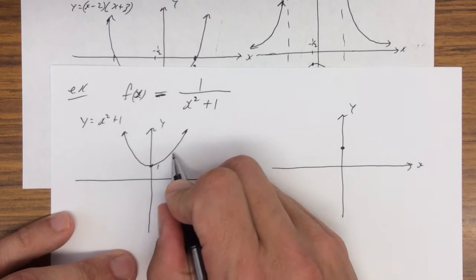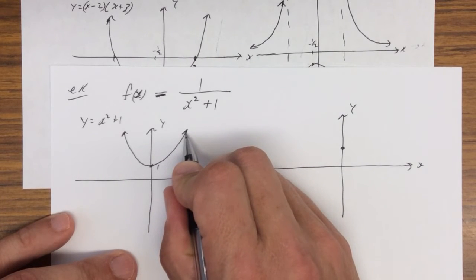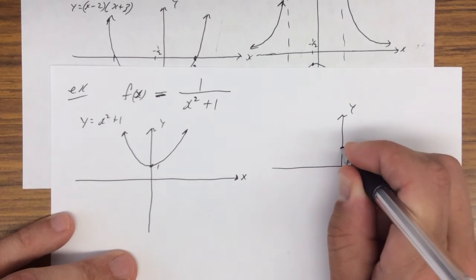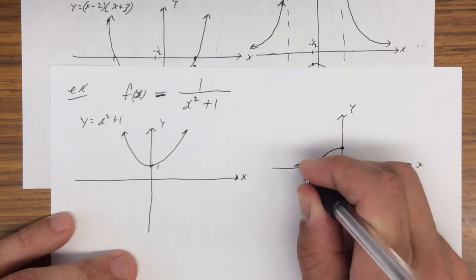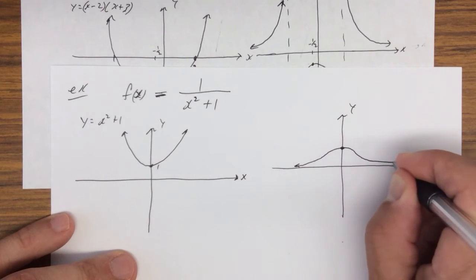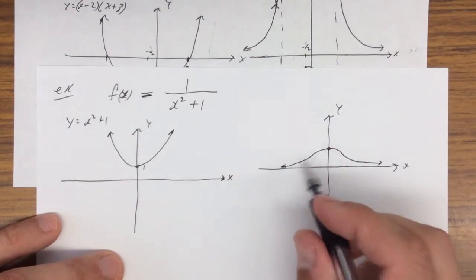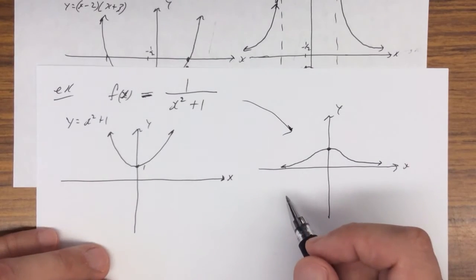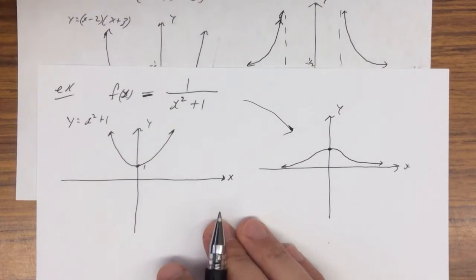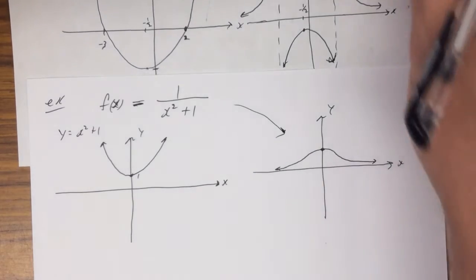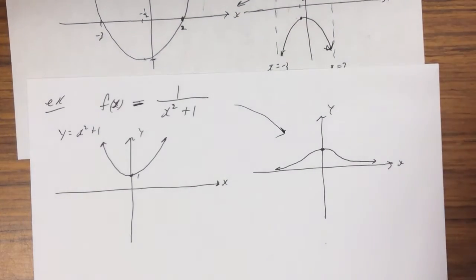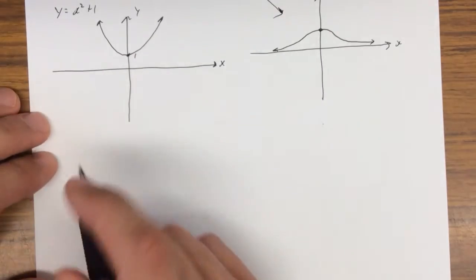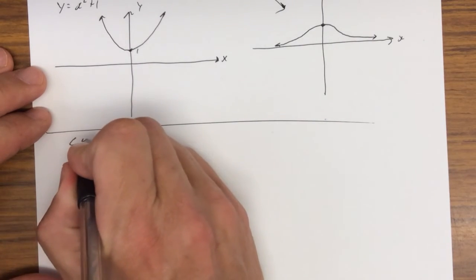And then as you go out here, you're doing 1 over bigger y values. So 1 over a bigger number gets smaller. So what happens on both sides is you get this bell-shaped type thing. And that would be the graph of 1 over x squared plus 1, with no vertical asymptotes. So those are the cases for the quadratic reciprocals. And very similarly, you can get cases for the cubic reciprocals. So let's do cubics here.